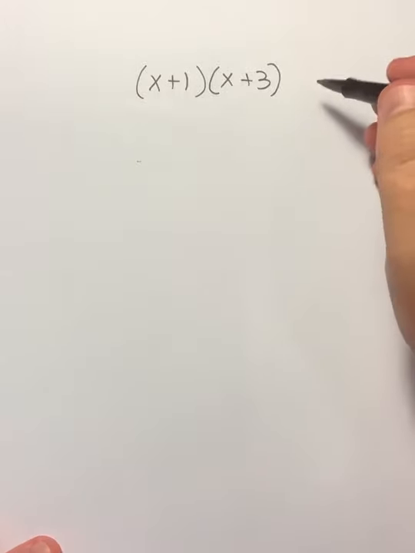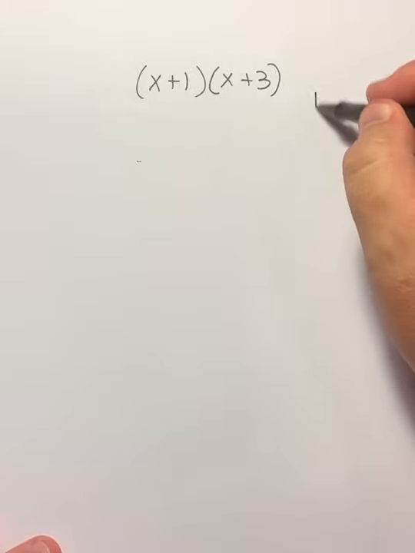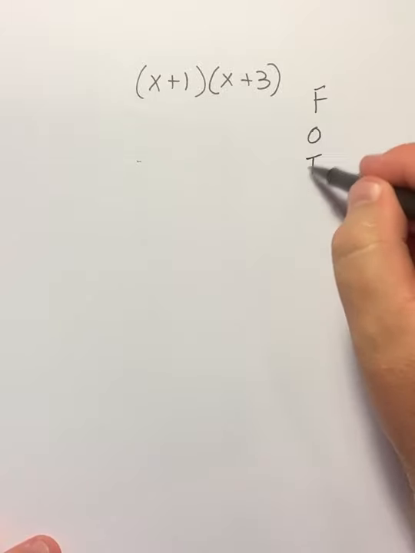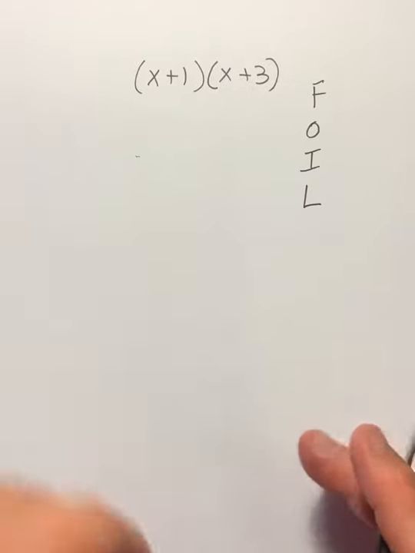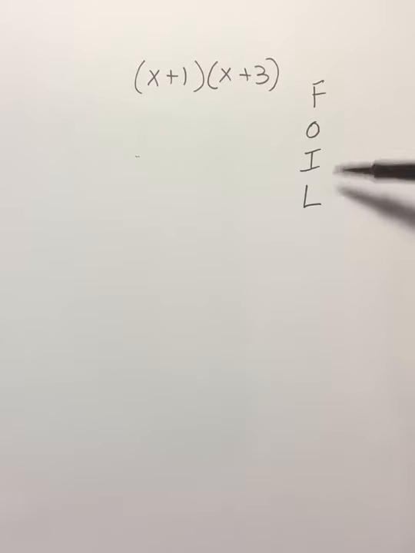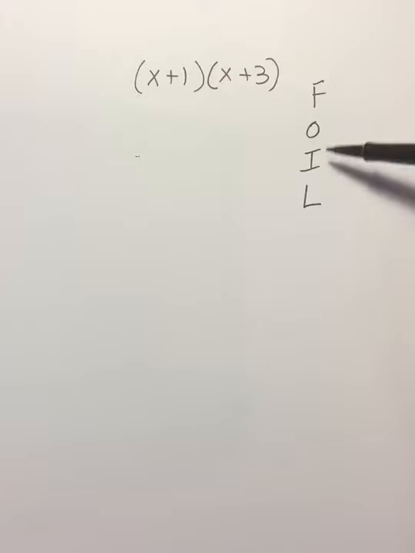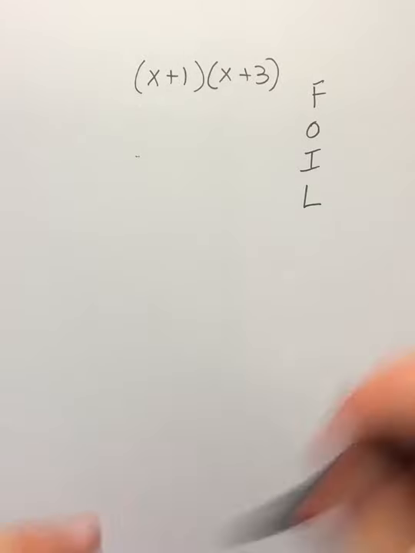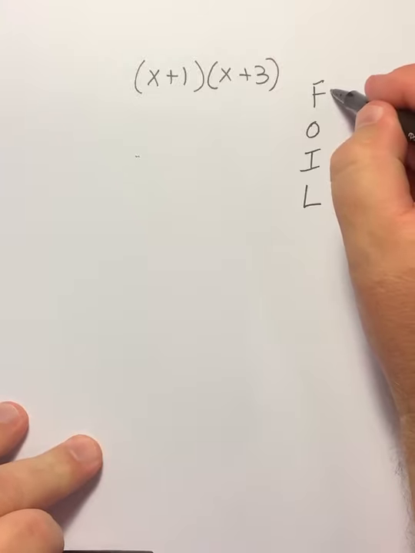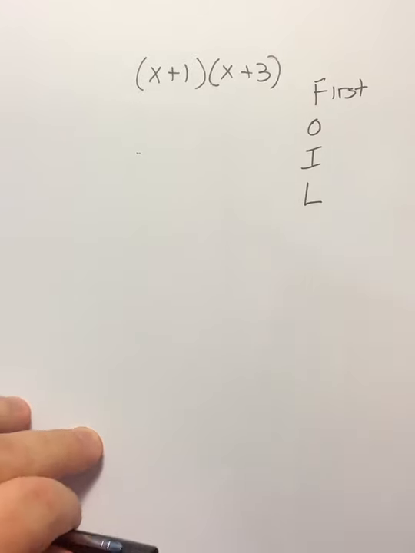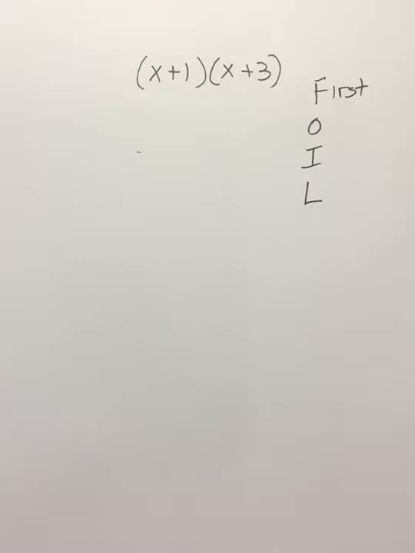And the way that many people learn how to do it is called the FOIL method, F-O-I-L. What this means is we're going to do 4 steps, and this is an acronym. Step 1, step 2, step 3, step 4. At the end, we're going to get 4 pieces to our answer. We'll start with what this stands for, and this stands for the first. So you're going to multiply the first parts of each binomial.